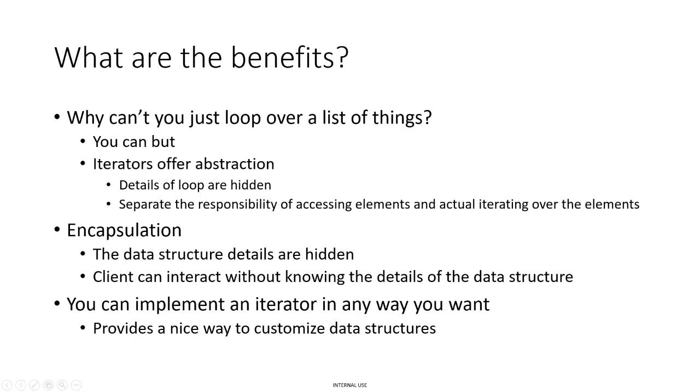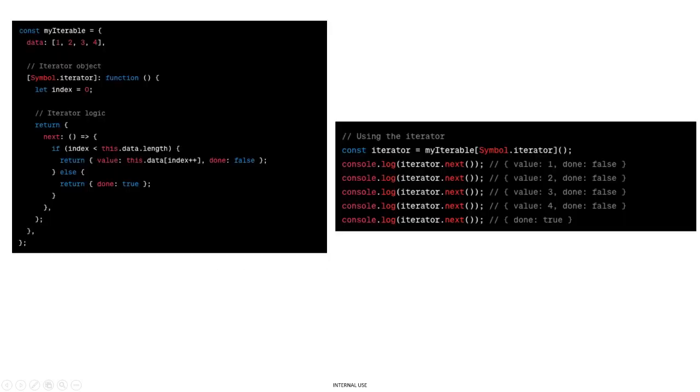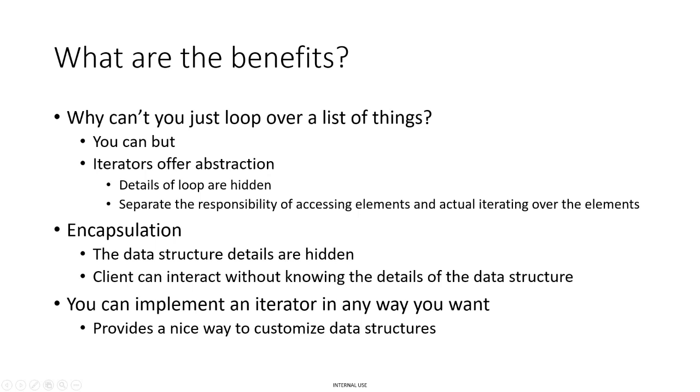So like I said, what are the benefits? Why can't you just loop over a list of things like what we normally do? Why can't you just loop over this data 1, 2, 3, 4? And you can, but the one powerful thing about an iterator is that it offers abstraction. So you are able to hide the nitty-gritty details of your iteration from your clients. So you separate the responsibility of accessing elements and actually iterating over the elements. And maybe this is something that is good for your project. You don't want to expose these details. So this is where an iterator would be highly beneficial.